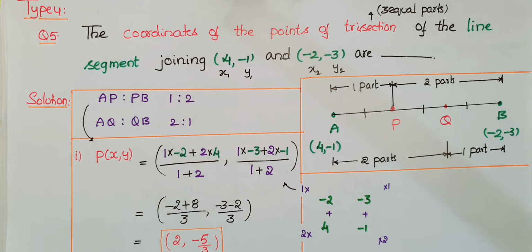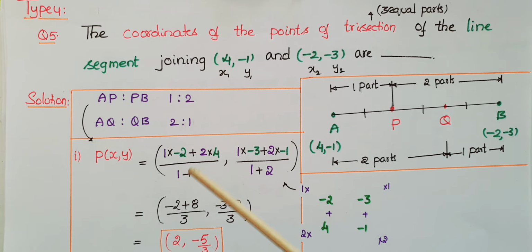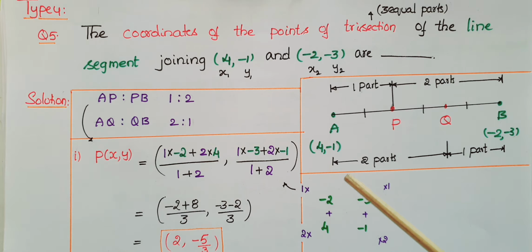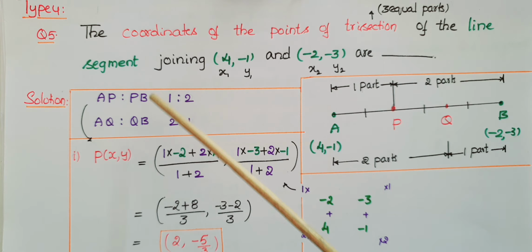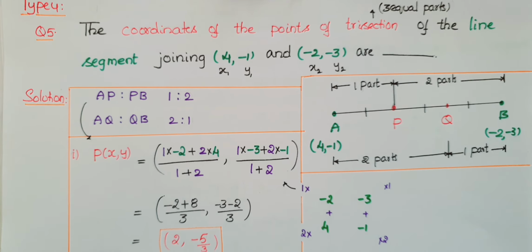Now you can find the coordinates of this point P and Q by using the section formula like this. P(x, y) is equal to, right here the coordinates (-2, -3), (4, -1), and this is the ratio 1:2, that is P divides in this ratio. So (1 into -2 plus 2 into 4) by (1 plus 2), comma (1 into -3 plus 2 into -1) by (1 plus 2), that is you will get the coordinates as (2, -5/3).